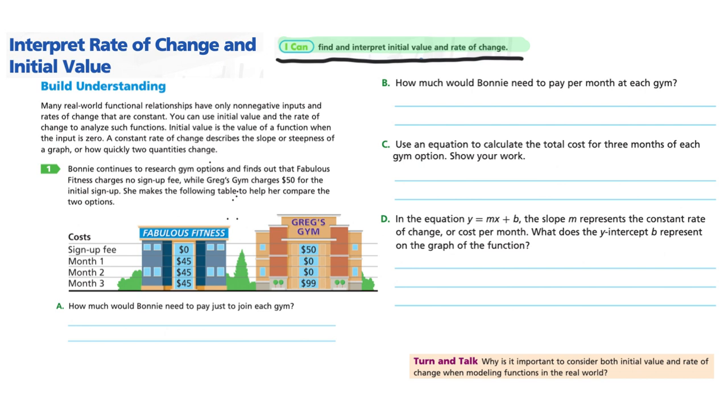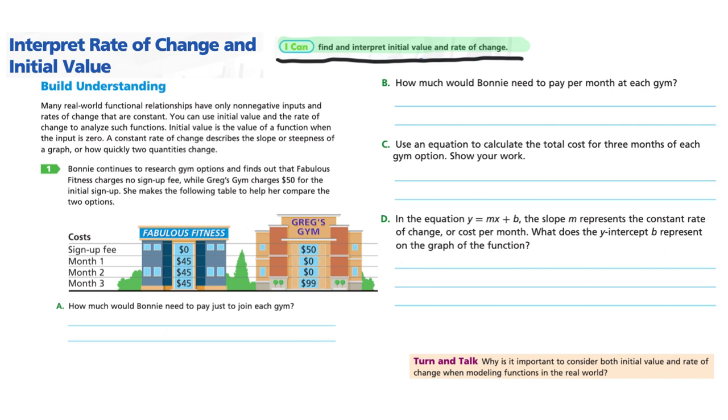two quantities change. So number 1 says Bonnie continues to research gym options and finds out that Fabulous Fitness charges no sign-up fee, while Greg's Gym charges $50 for the initial sign-up. She makes the following table to help her compare the two options. And so if you remember, Greg's Gym charges $99 every quarter in addition to the $50 initial fee. So they ask in A, how much would Bonnie need to pay just to join each gym?